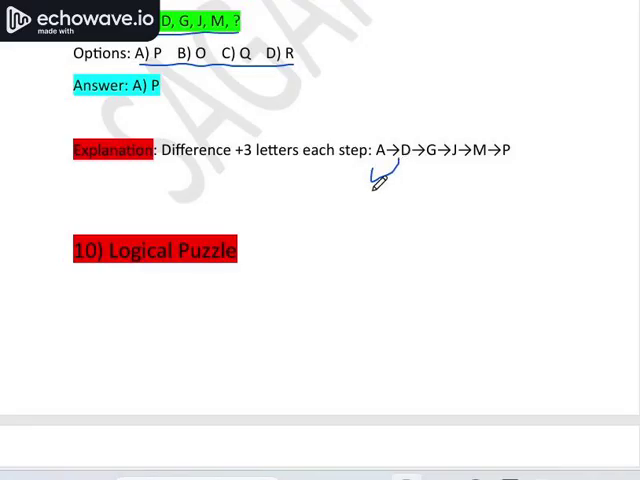Differences of 3 letters. If we see carefully in the question, the gap between A and D is 3 letters. Similarly, D to G is 3 letters, G to J differences of 3 letters, again J to M differences of 3 letters. So each letter moves 3 positions forward.